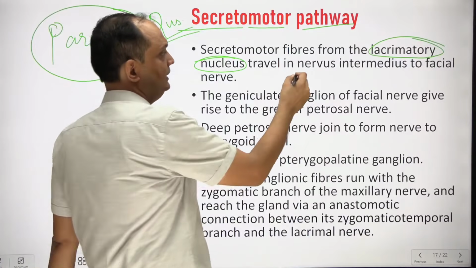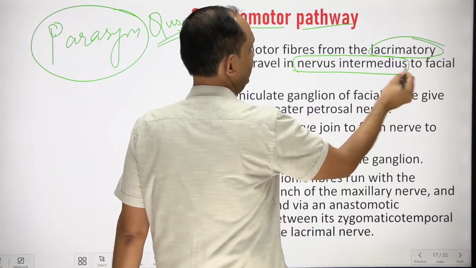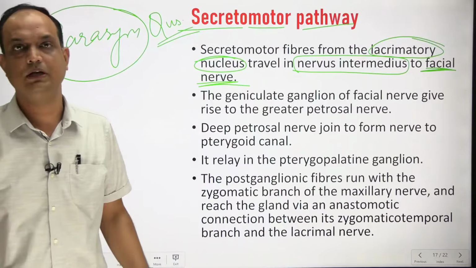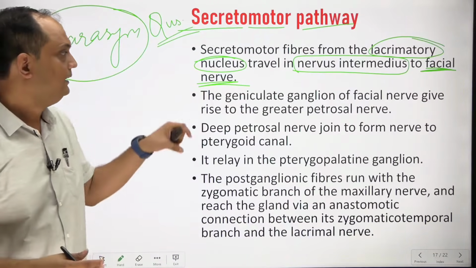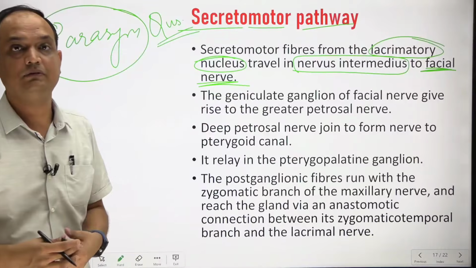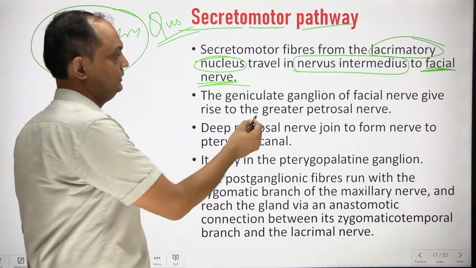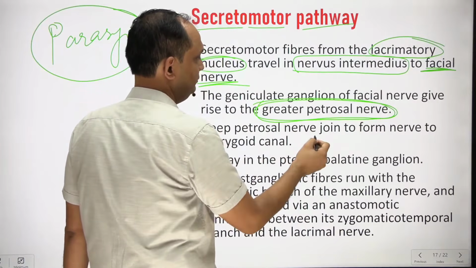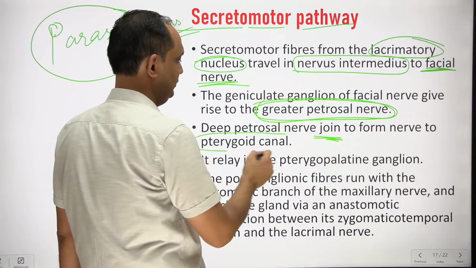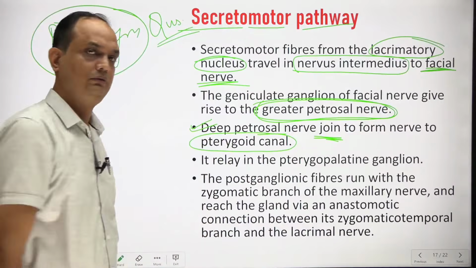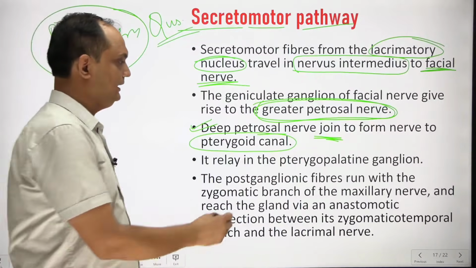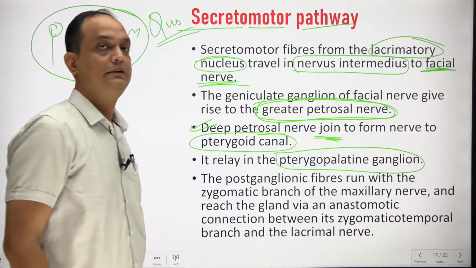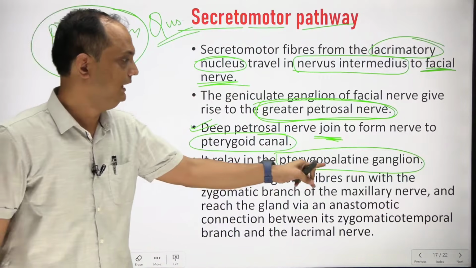Now nervus intermedius is a part of the facial nerve, and ultimately it will join the facial nerve to form the trunk of the facial nerve. Now the geniculate ganglion, which is a part of the facial nerve, gives rise to a nerve known as the greater petrosal nerve. This greater petrosal nerve joins the deep petrosal nerve to form the nerve to pterygoid canal.